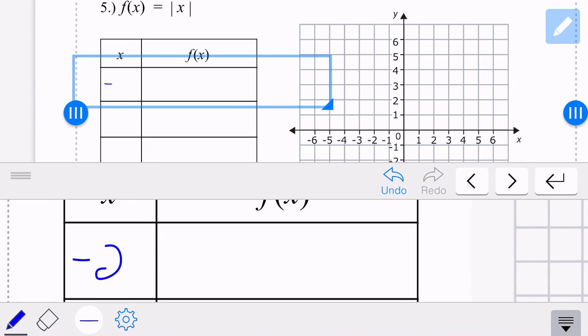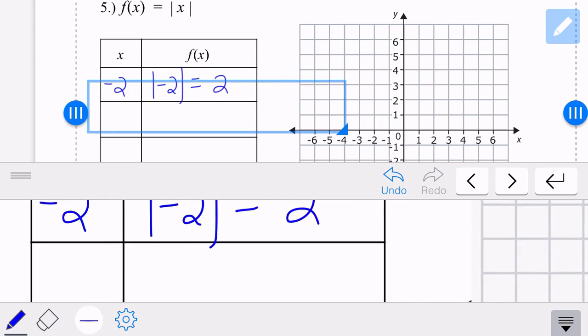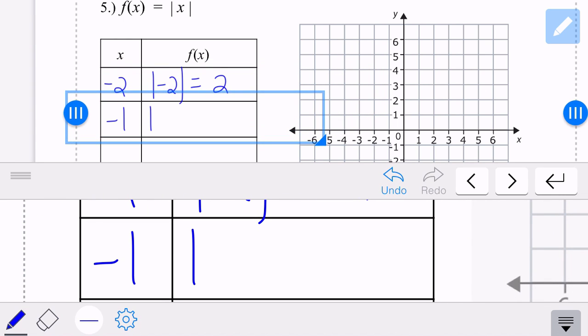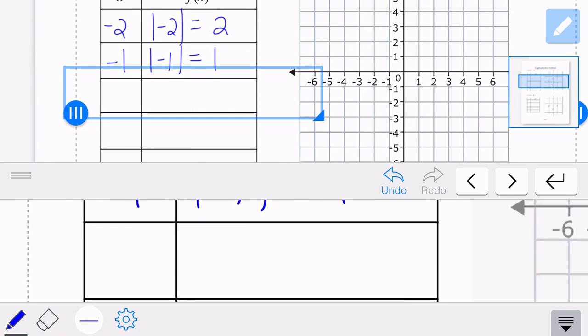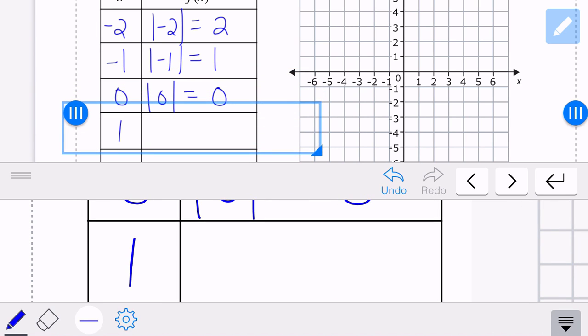So when I plug in -2 and I do the absolute value of -2, -2 is 2 units away from 0. So that would be just regular 2. When I put in -1 and do the absolute value of -1, -1 is 1 unit away from 0. When I put in 0, the absolute value of 0, well, 0 isn't any units away from 0, so that's just still 0. I put in +1 and do the absolute value of +1. +1 is 1 unit away from 0.